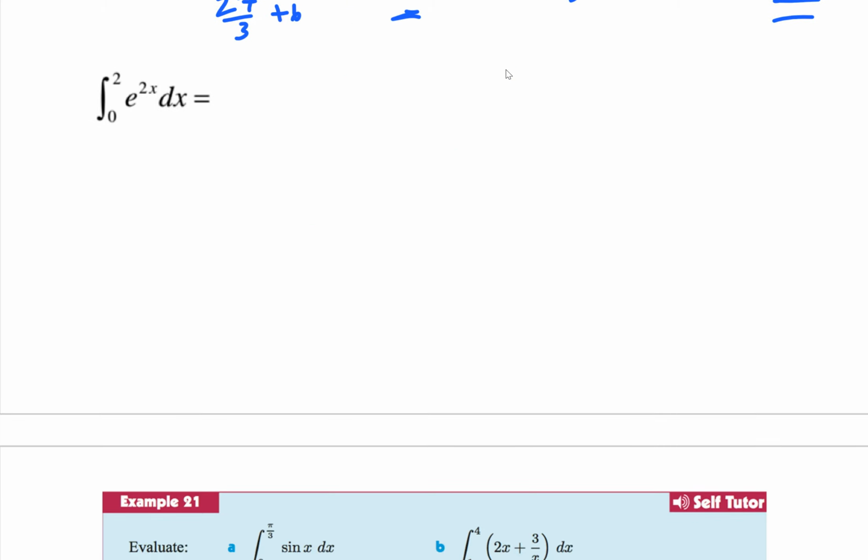Okay, the next one. The next one's a little special. If you notice this next one, it's not a basic one. There's a 2x there. So you could do reverse chain rule. You could do u-sub if you want. But let's do a little reverse chain rule.